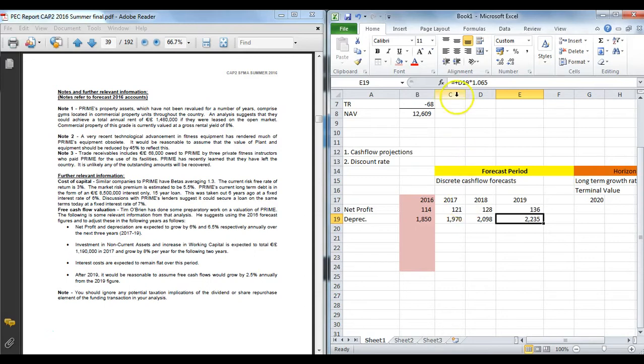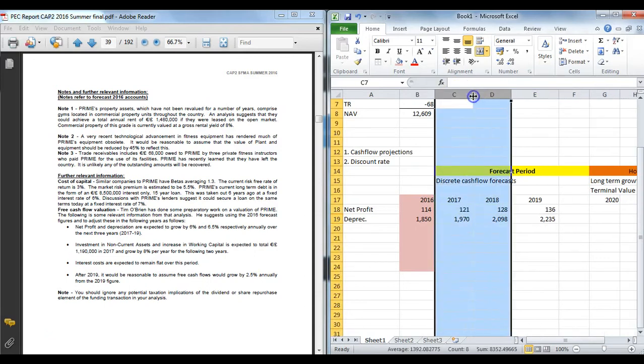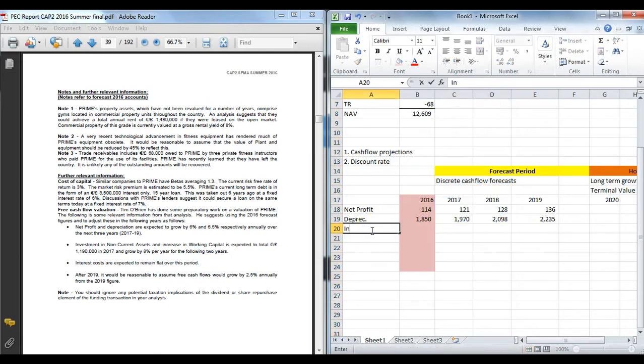Some students may be asking now, well, why are you adding back depreciation to net profit? So remember, net profit is an accounting figure that's already taken off depreciation. We want to get to a cash flow figure. Depreciation is a non-cash expense, therefore we add it back. We'll also then take off our investment in working capital and non-current assets.